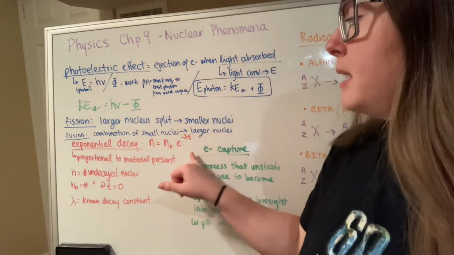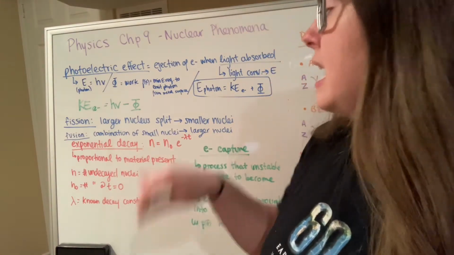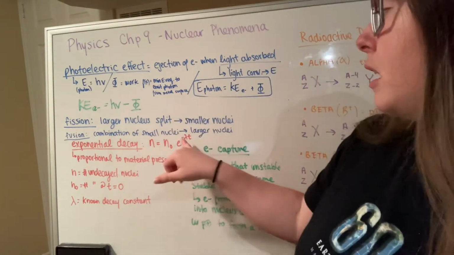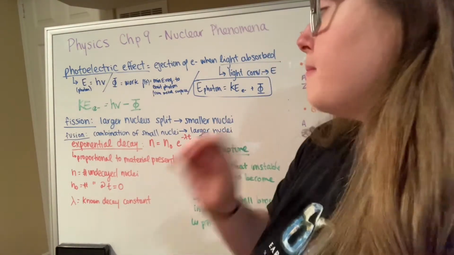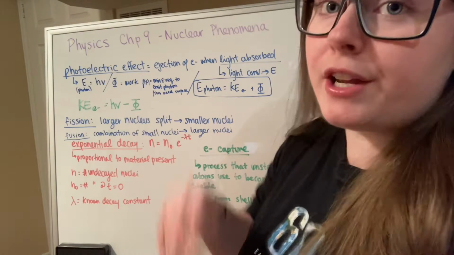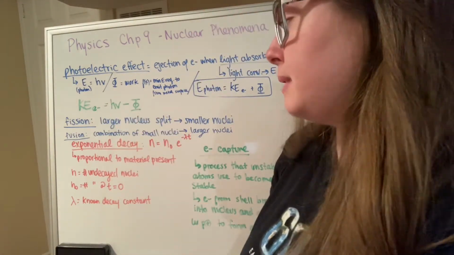Next we have exponential decay, and we have this formula here. It's N equals N naught e to the exponent negative lambda t. Basically this equation is proportional to the material present. And if you look at the graph, it's exponential decay. You'll recognize the exponential graph.